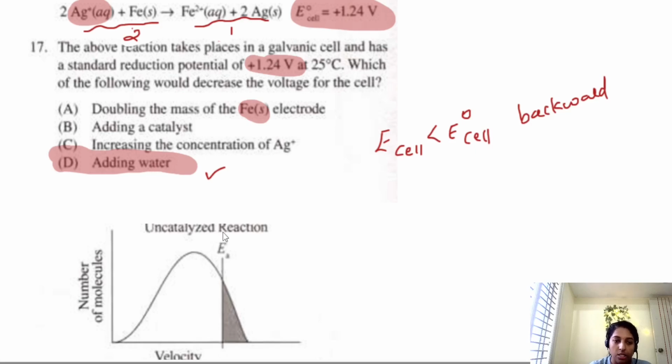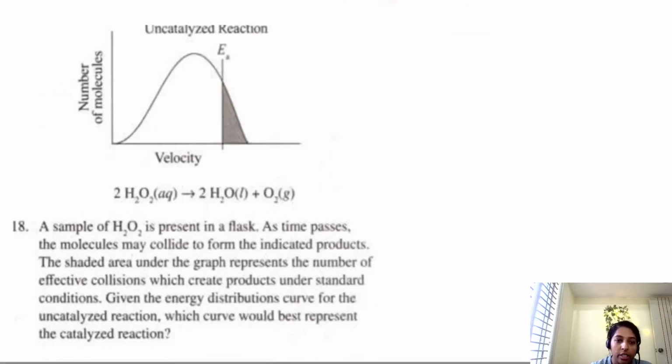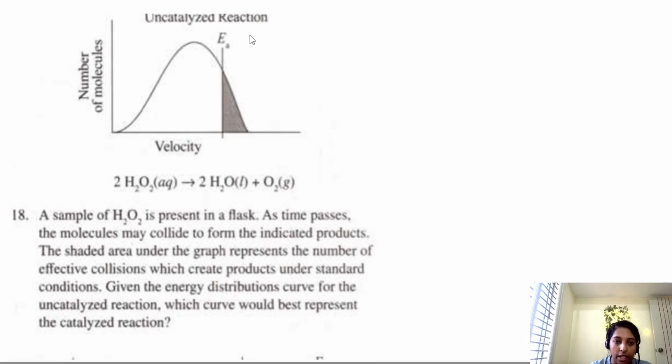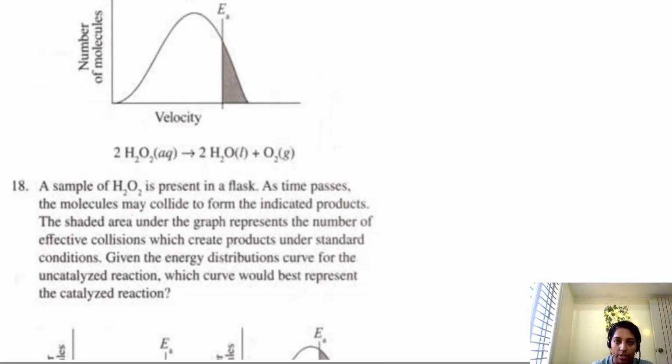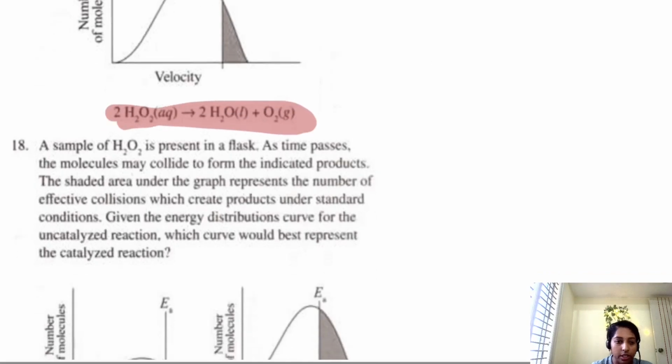So that's our answer. Okay, because we need to decrease the backward reaction. Clear? Okay. Next question, they were given an uncatalyzed reaction and this is the velocity distribution for this reaction. This reaction is governed... Okay, then what's the question?